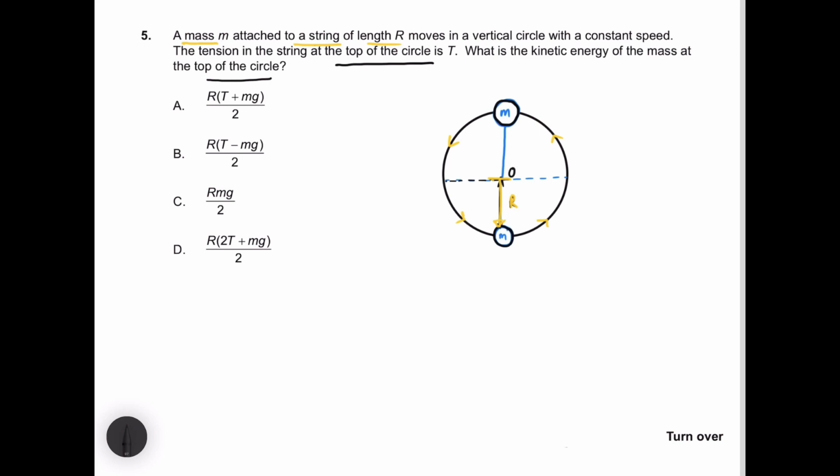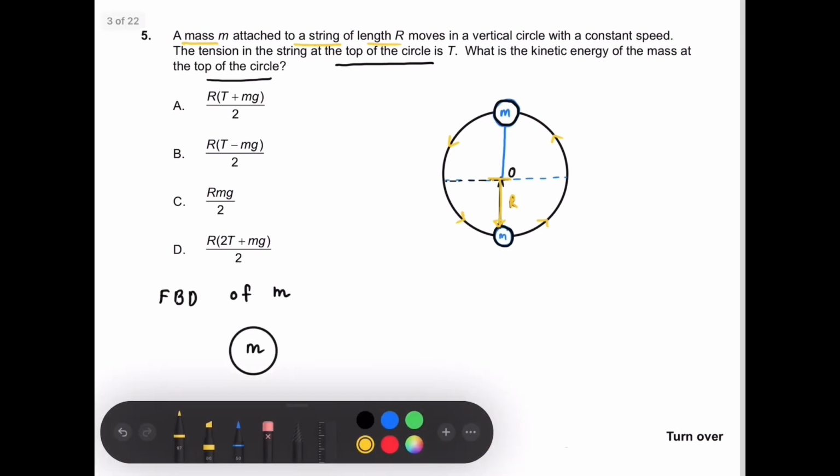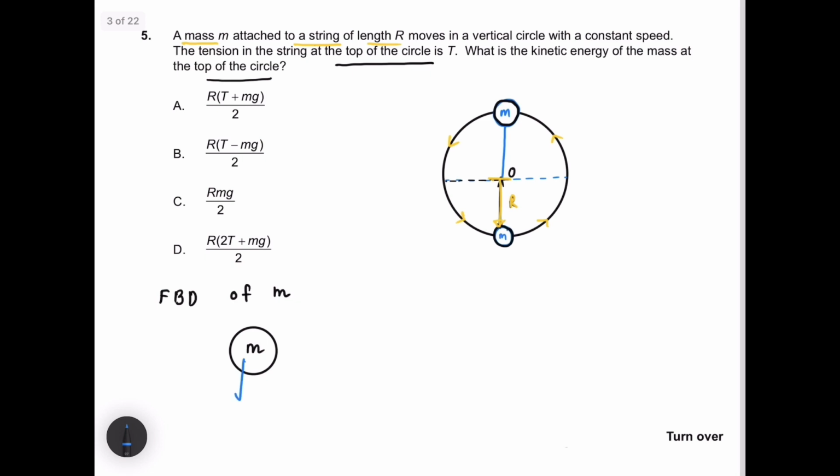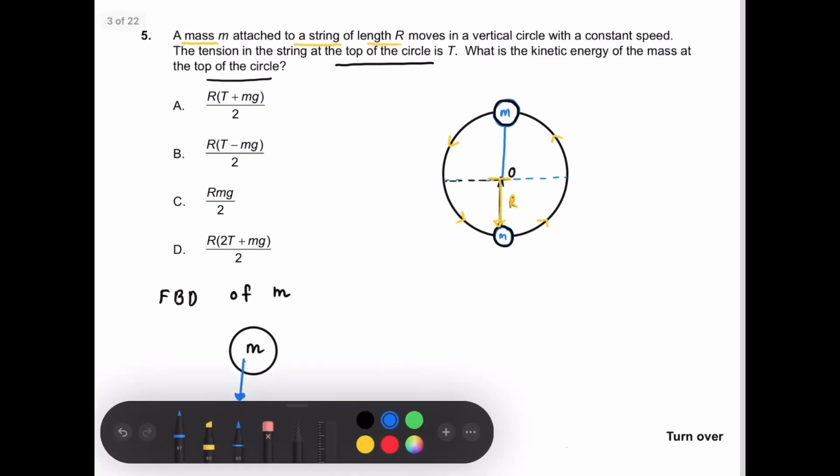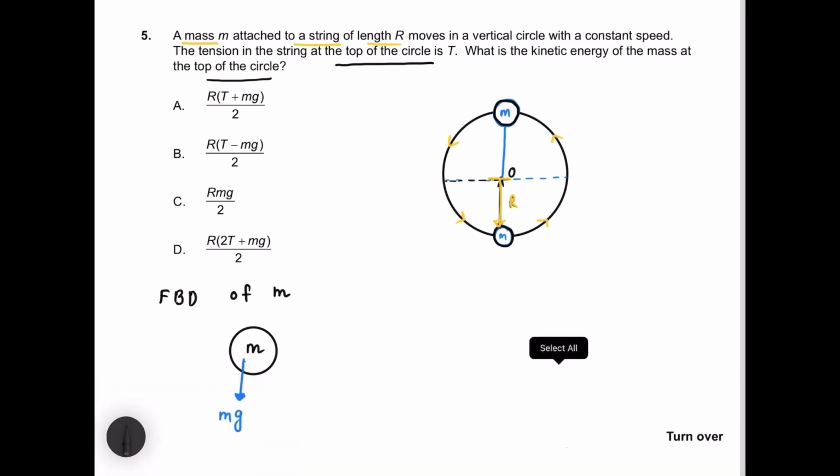If I draw the free body diagram of m at the top of the circle, what will we get? This will be our body, our m. Over here, the non-contact force will be mg, so the mg force will be acting downwards. Again, tension will act away from the body.